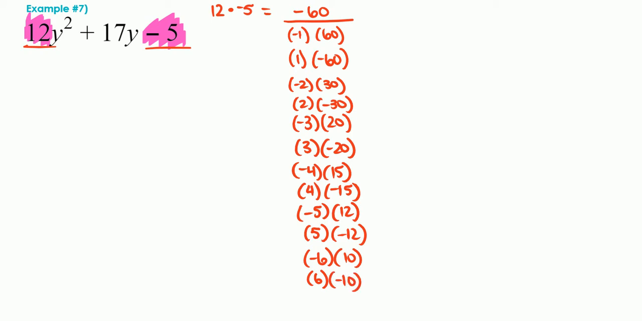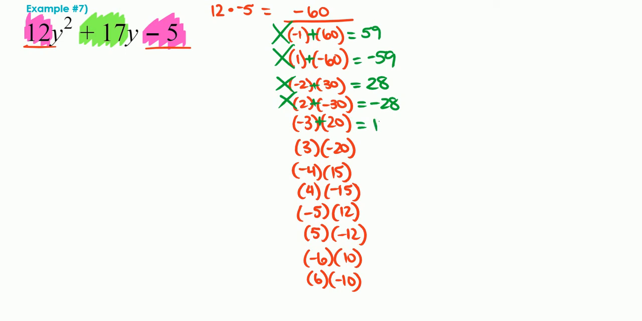And hopefully by now you guys are starting to catch on, and our next step will be to go through that list, add those pairs of numbers together and figure out which pair is going to give us a +17, that coefficient on the middle term. So I'll just start at the top. -1 plus 60 is +59, not +17. 1 plus -60 is -59, not going to work. Then I have -2 plus 30, that will give me 28, not what I'm looking for. 2 plus -30 is -28, still not the correct number. -3 plus 20, that gives me +17. So those are the two factors that I'm looking for.